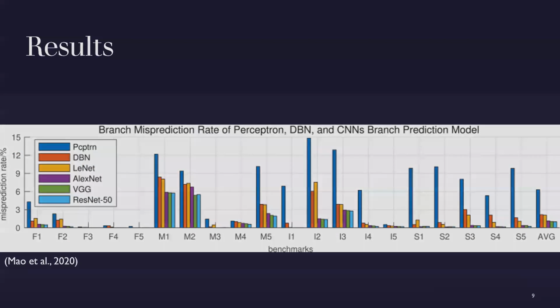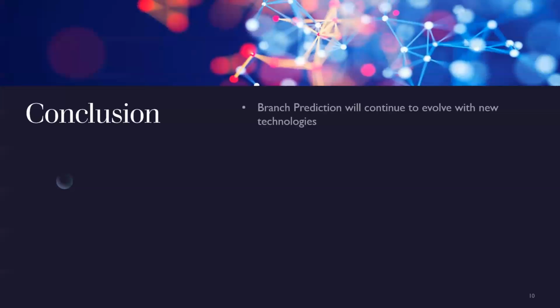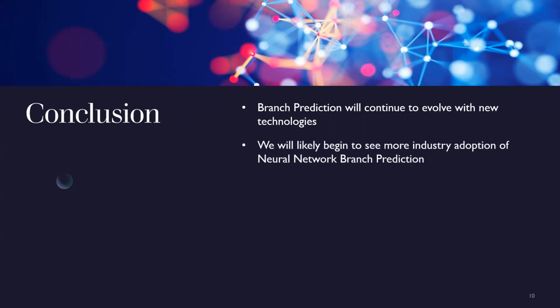So in conclusion, branch prediction will continue to evolve as new technologies come about, as machine learning improves, as the hardware gets faster, and we'll likely see industries start to try to adopt more neural network branch predictors.